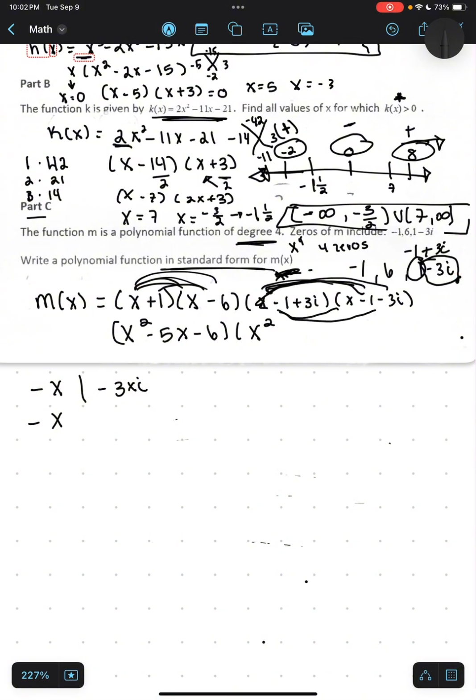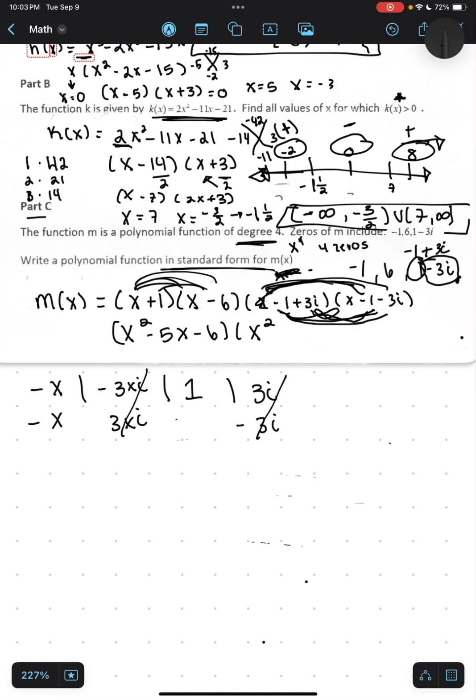And then negative 1 times negative 1 is plus 1. And then negative 1 times negative 3 is plus 3. Oh, I wrote it in the wrong section. It gets its own section. Plus 3i. Okay? And now we are left with 3ix, plus 3xi. This cancels out, so that's good because we don't want an imaginary number. Negative 1 times 3i gives us negative 3i. Boom, that cancels out, which is good because we don't want an imaginary number again.